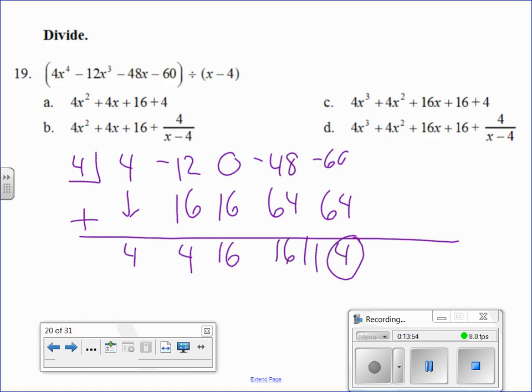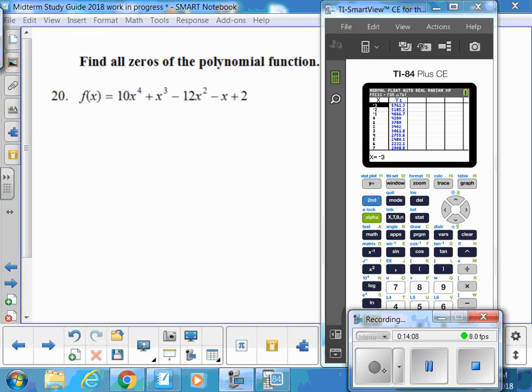So it's either going to be D or B. I'll let you choose. Let me think this through. 4, 4, 16, 16. It's D. Yep. There we go. And they've got the remainder over the divisor. D. All right, so this time they're saying find all the zeros.